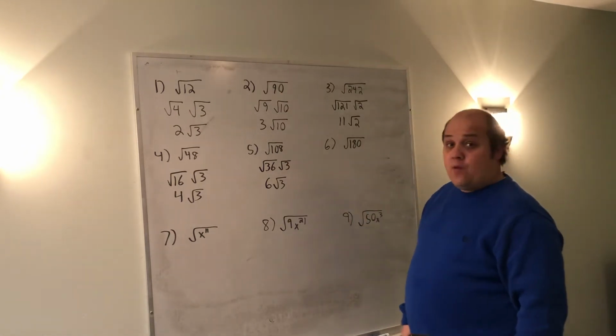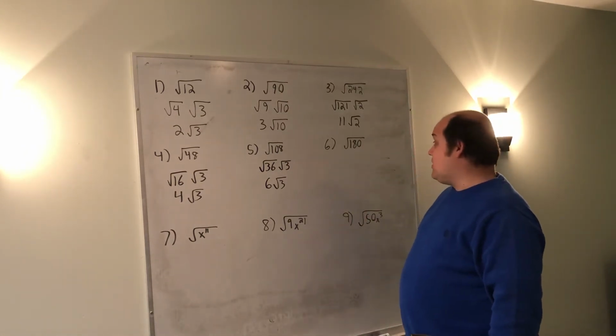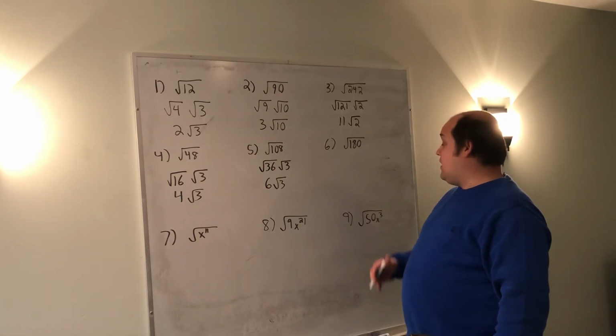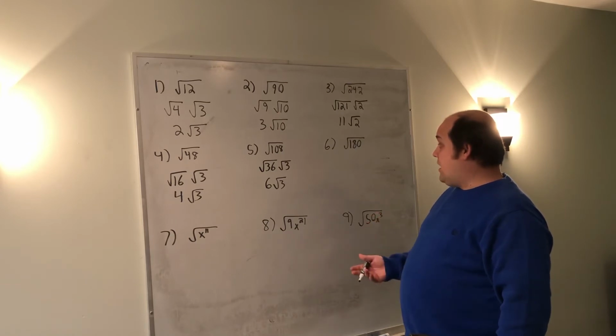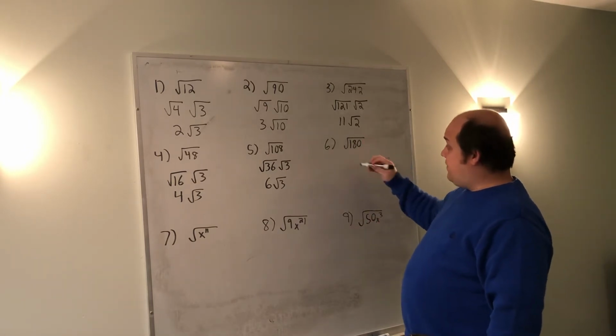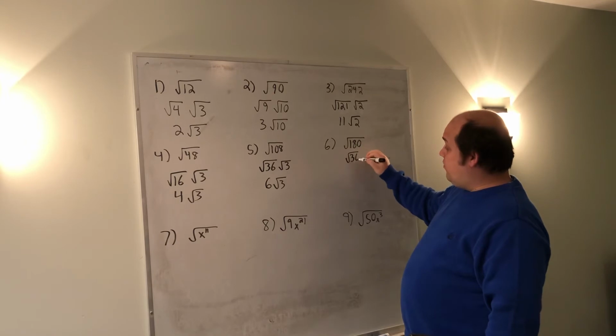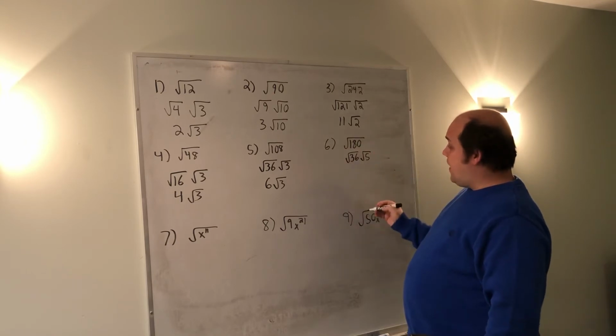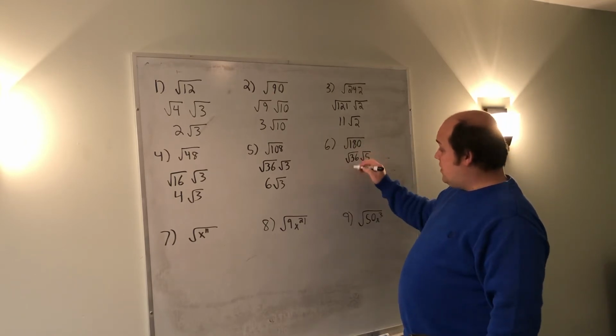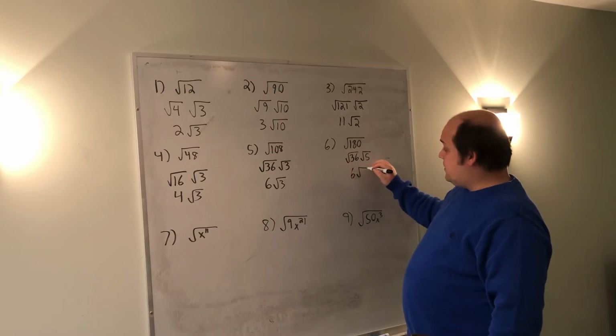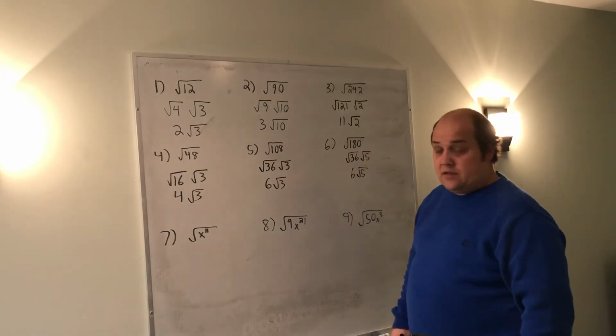180, I can try 144, doesn't work, 121 doesn't work, 100 doesn't work, 81 doesn't work, 64 doesn't work, 49 doesn't work, 36 I believe does work. 36 goes into it 5 times, so it breaks into the root of 36, the root of 5. This becomes a perfect square, comes out as 6, root of 5 is left behind.